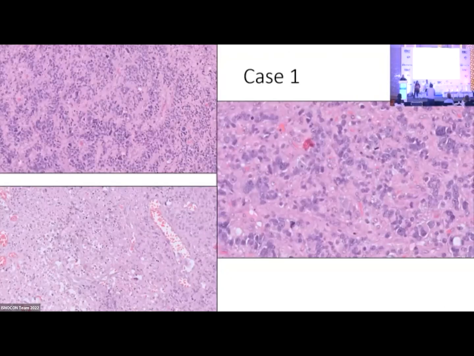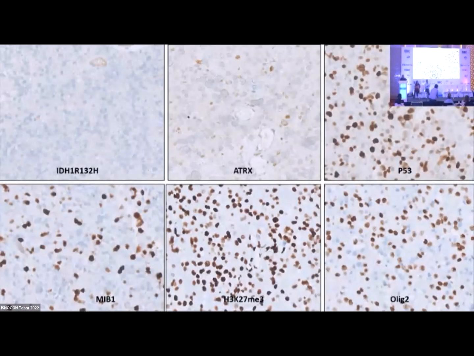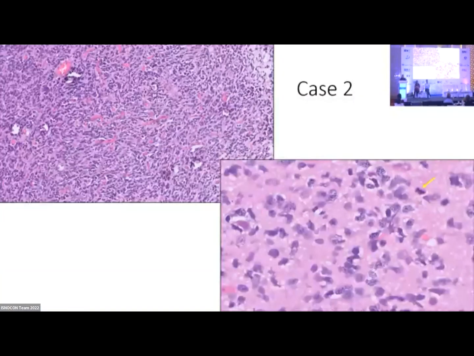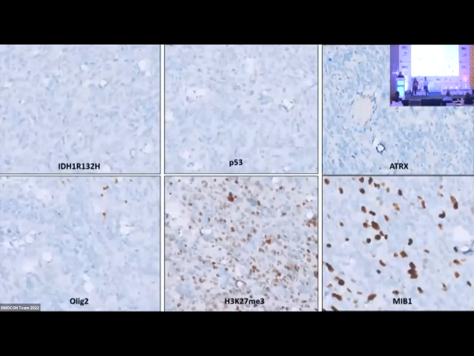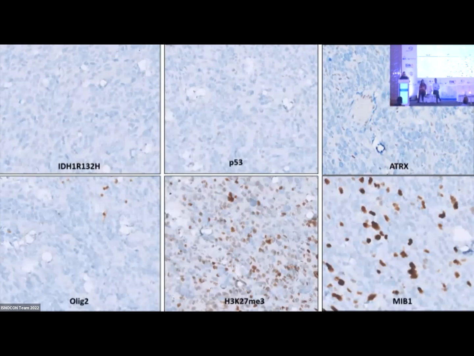Now, this is the morphology of the first case. Diffusely infiltrating, undifferentiated blue cells with some amount of pleomorphism, a lot of mitosis, some areas of necrosis. In doing a routine first initial panel of markers, it was IDH negative, ATRX was lost, P53 positive, and H3K27me3 was retained, OLIG2 positive. Now, case 2, another very similar morphology, diffusely infiltrating, undifferentiated round blue cells, again pleomorphism, mitosis, no microvascular proliferation or necrosis in this one. It was also IDH negative, ATRX lost, H3K27me3 retained, and there was OLIG2 negativity in this case.